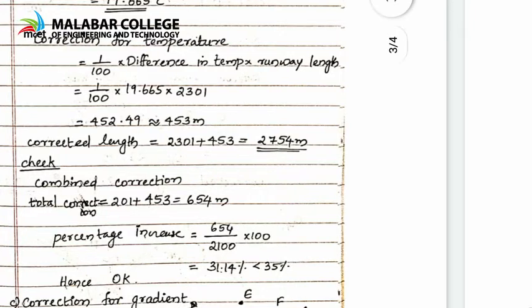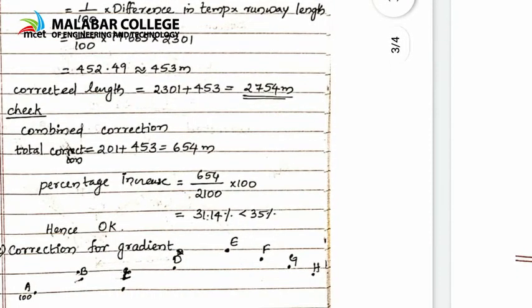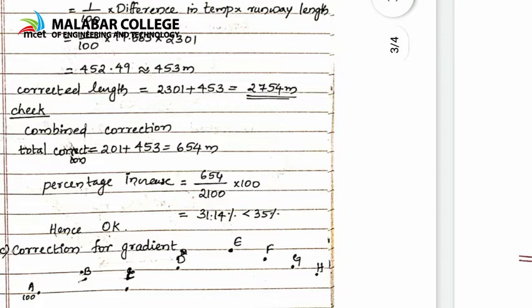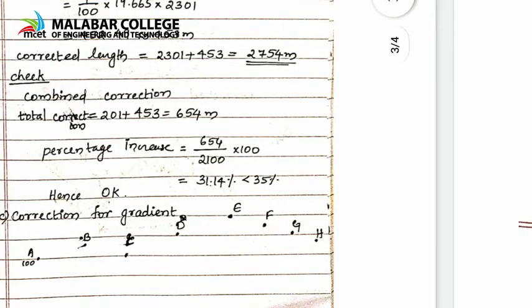Then check for combined correction. The total correction for elevation and temperature is equal to 201 plus 453, that is equal to 654 meter. The percentage increase is equal to 654 divided by 2100, that is the basic runway length, into 100, that is equal to 31.14%. That is less than 35%. The correction for elevation and temperature should always be less than 35%. Okay. Hence, the design is okay.